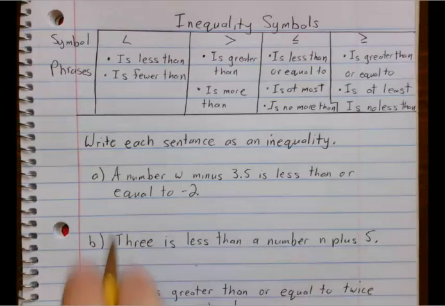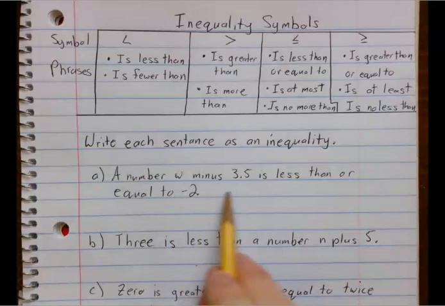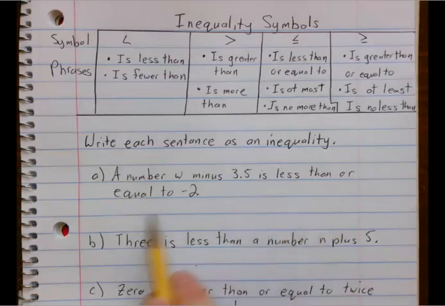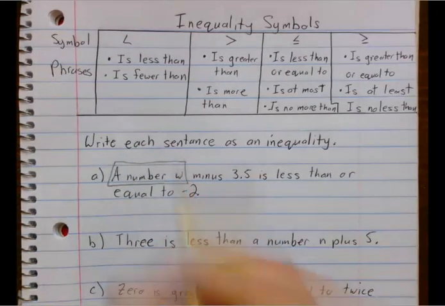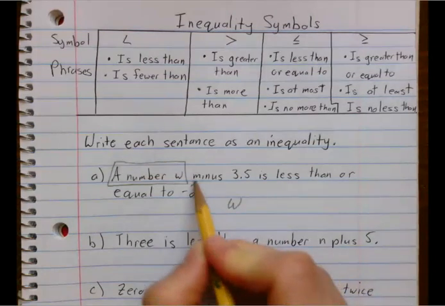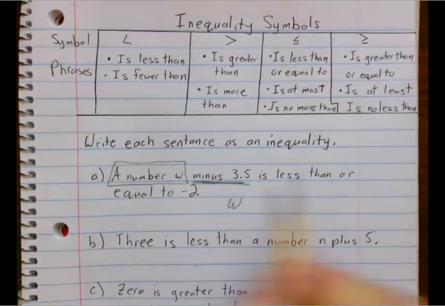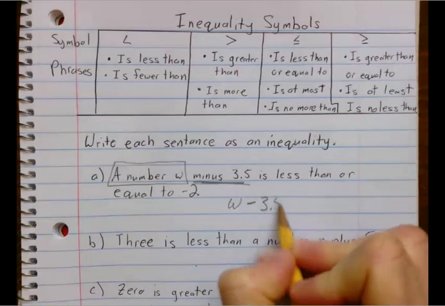The directions for these questions will say something like this. So write each sentence as an inequality, or write an inequality for it, something like that. So it says we have a number w minus 3.5 is less than or equal to negative 2. So we're just going to take that one piece at a time. So the first thing we have there is a number w. So that means that we're going to start off with a variable, w. The next step is that we need to minus 3.5 from that number. So we take our variable w and we subtract 3.5.